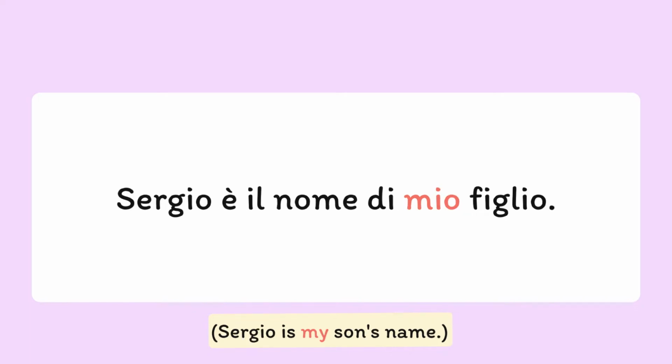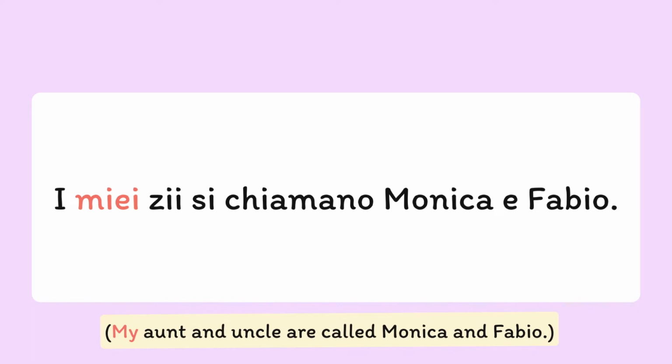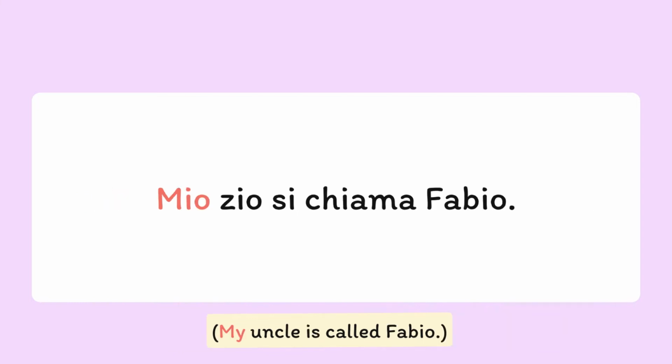Sergio è il nome di mio figlio. Sergio is my son's name. But remember guys that this exception is valid only if the family member is a singular person, because in the plural form we will need the article. Let's see some other examples. I miei zii si chiamano Monica e Fabio. My aunt and uncle are called Monica and Fabio. You see, I said I miei zii, different from mio zio si chiama Fabio. My uncle is called Fabio. So to quickly recap, we drop the article only when we refer to family members in the singular form.